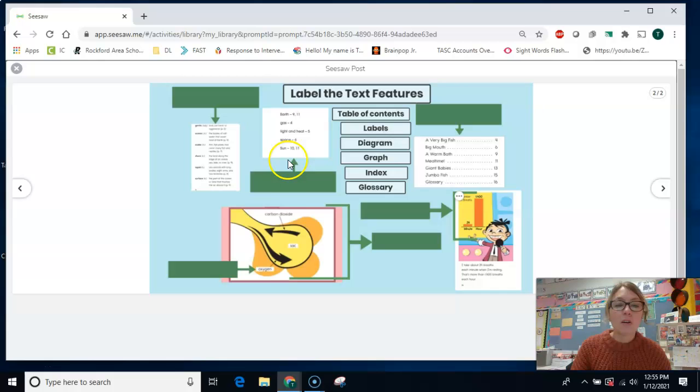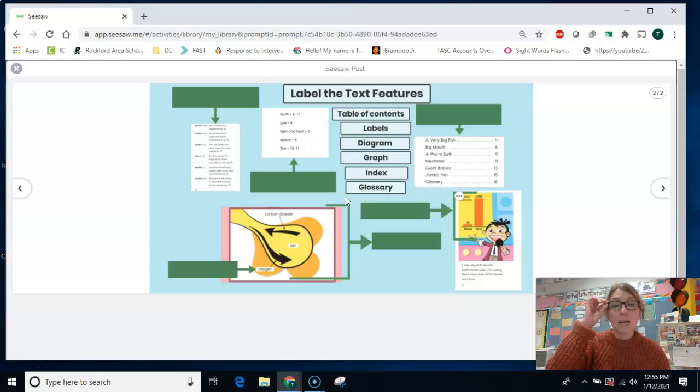What is this called? Here, the arrow is pointing at just this little section, but this arrow is pointing at this bigger section. And then we got this arrow here and this arrow here. And these labels say table of contents, labels, diagram, graph, index, and glossary. So go ahead and move those to where they belong.